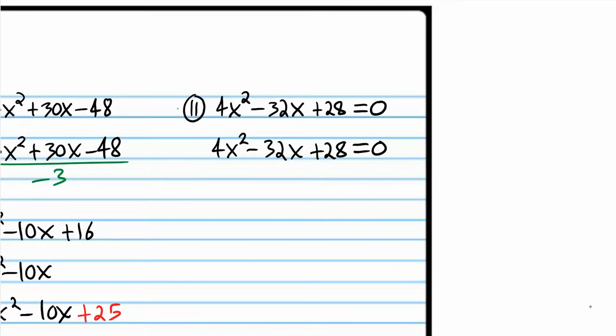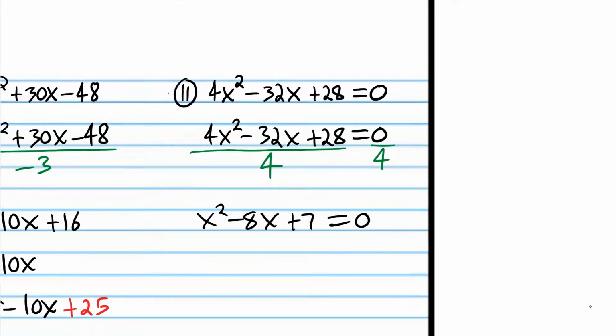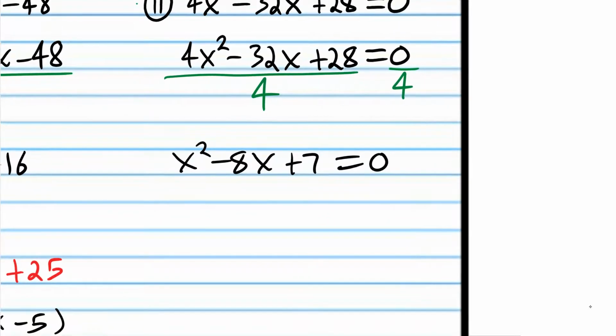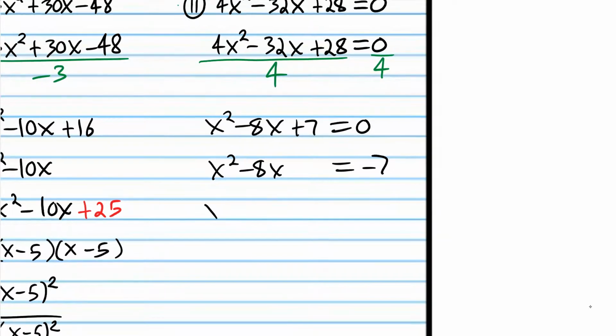We're going to divide both sides by 4 to get rid of that coefficient. And we get x squared minus 8x plus 7 is equal to 0. And then we're going to complete the square by putting the 7 on the other side. And notice I left a big gap there to complete the square. So how do we complete the square? We divide this number by 2 and then square it, and we add that resulting number to both sides.